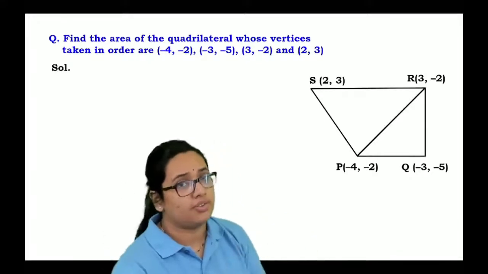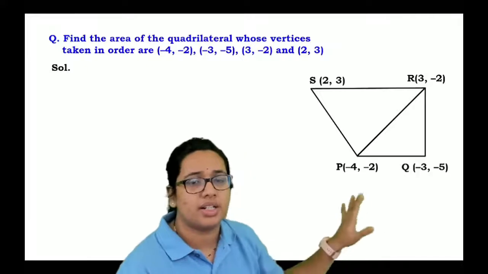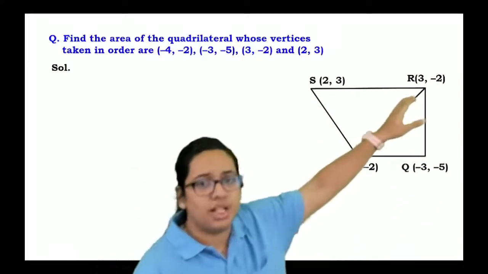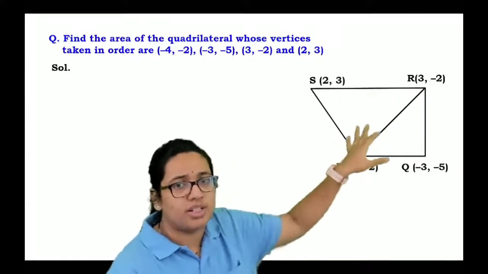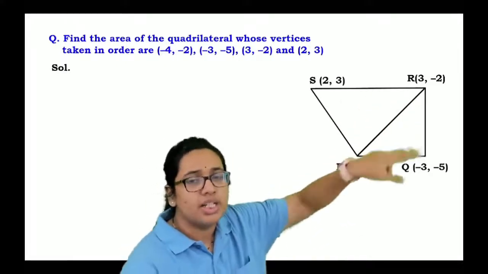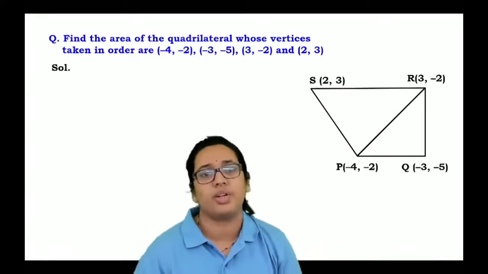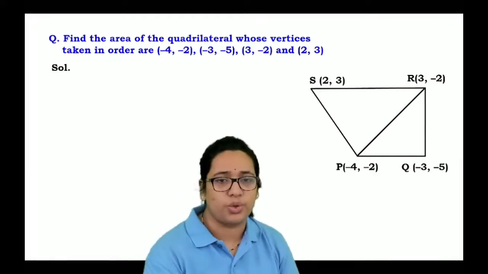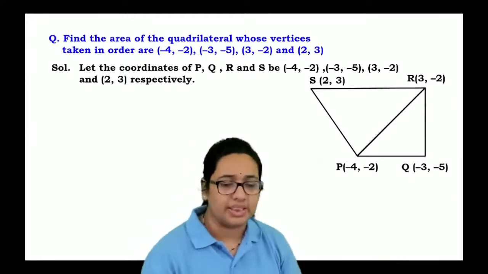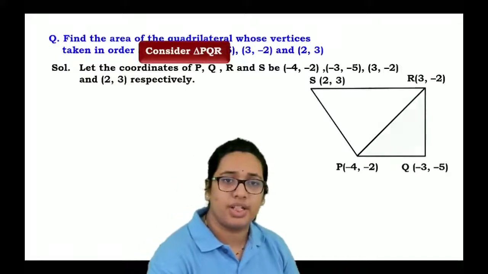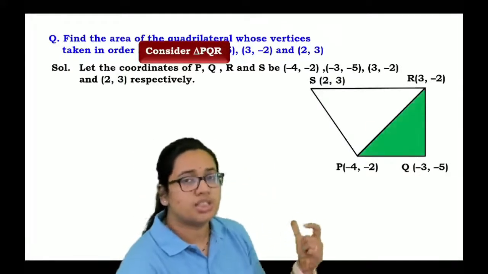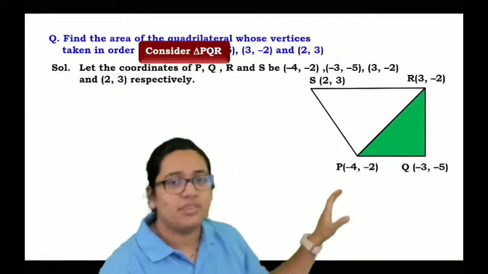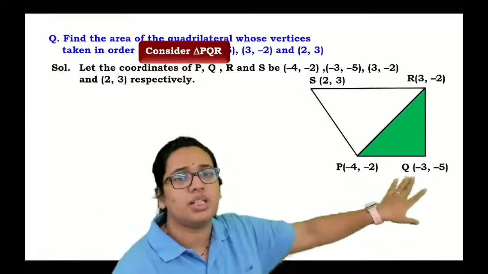First of all, we have to find out the area of quadrilateral PQRS. But what we have done here, we are just joining one of the diagonals so that the whole quadrilateral will be divided into two triangles. And we already know the formula for finding the area of a triangle where each and every vertex is known to you. So let the coordinates of the quadrilateral be PQR. Just because of this diagonal PR, you can see that there is a triangle PQR.